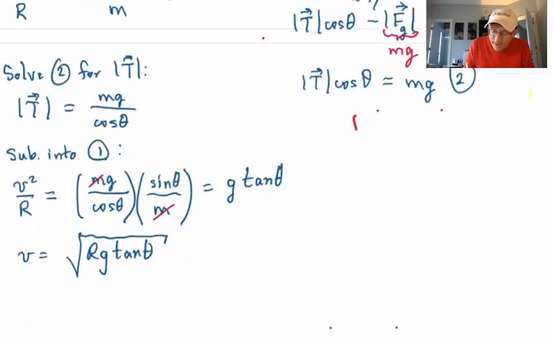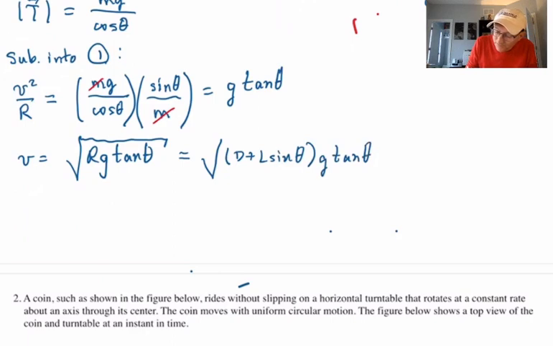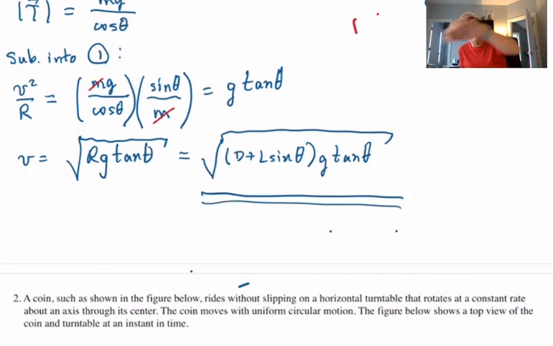So with that in mind, all I do is go back up here, and where the r is, I put the combination d plus L sine theta in parentheses. Then that's multiplied by g and by tangent theta. And I have found my expression for the speed at which it's going around.